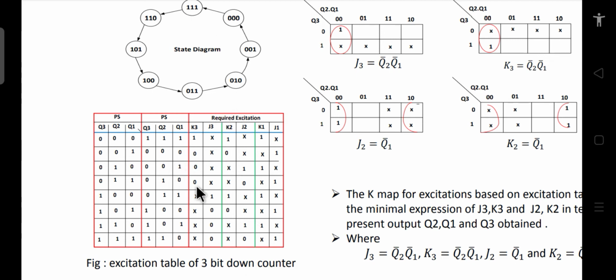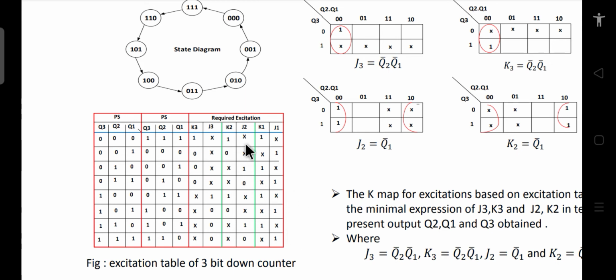Now from this state table, if I write the K-maps for each of J1 K1, J2 K2 and J3 K3, then what I get is this. J1 K1 is easy to understand. It is the same as what we have done in our last up counter case. All of them are either 1 or don't care, so J1 and K1 both will be connected to 1 permanently.